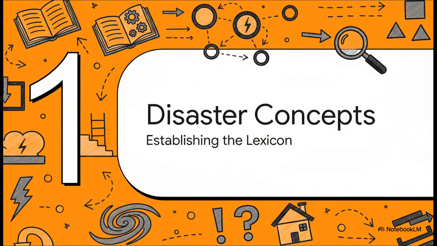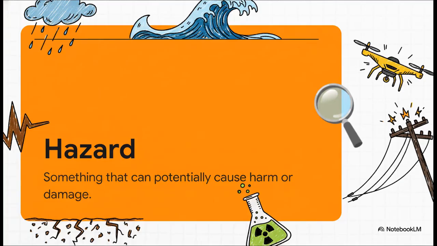Okay, first things first. Before we can go any further, we have to get on the same page with the language. Let's precisely define the foundational terms that make up the vocabulary of disaster management, because getting this right is absolutely the most essential first step. First up, hazard. At its most basic, you can think of a hazard as any potential source of danger. It's the event or the condition itself, an earthquake, a flood, a chemical spill.